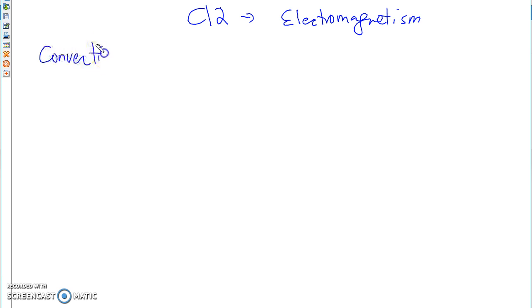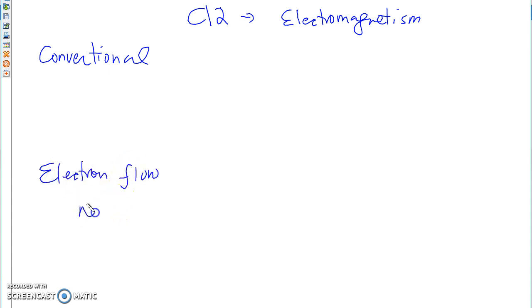Okay, so the last thing that we're going to talk about here is electromagnetism, and this is chapter 12. And electromagnetism, we're just looking at in terms of how does electricity affect magnetism? And we talked about the three right-hand rules. So we're going to talk about conventional current and electron flow.